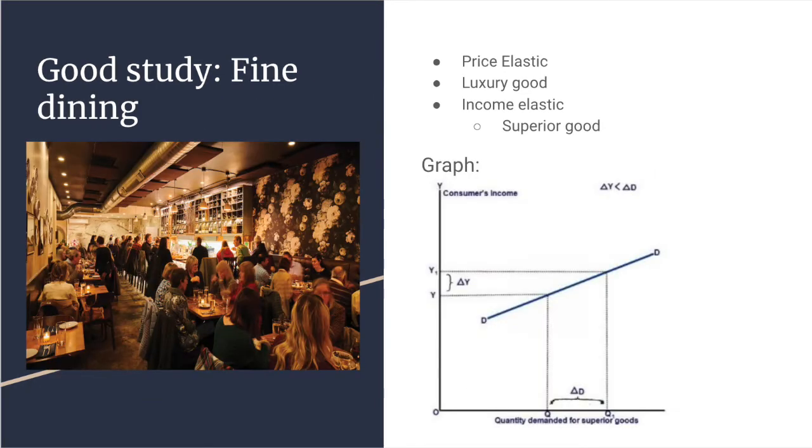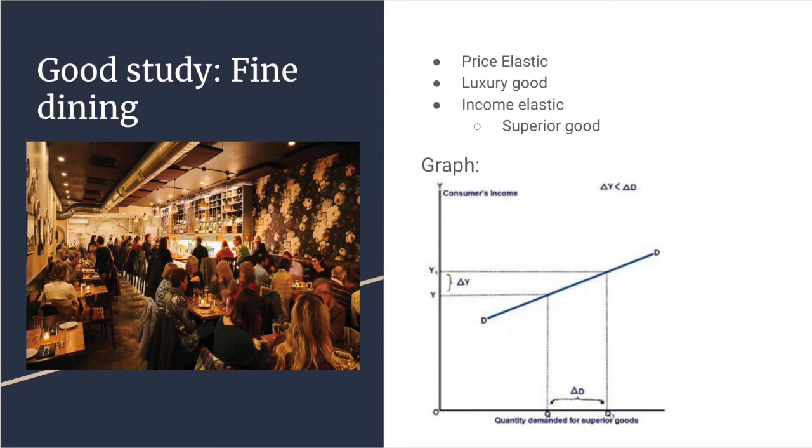Fine dining is not something that consumers require for their lives, but is rather a luxury good. Fine dining is also a superior good, that is a good that has a high positive income elasticity of demand. Income elasticity is a measure of change in demand for a good in response to a change in consumers' overall income.